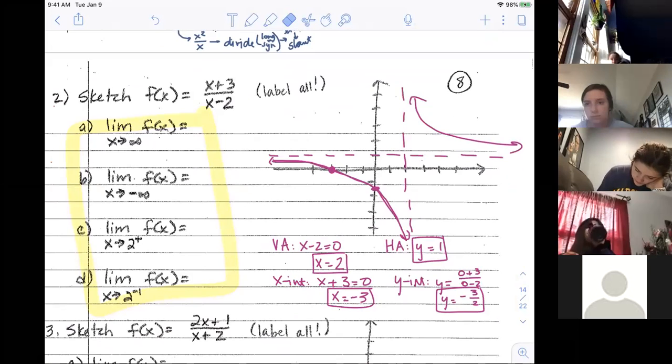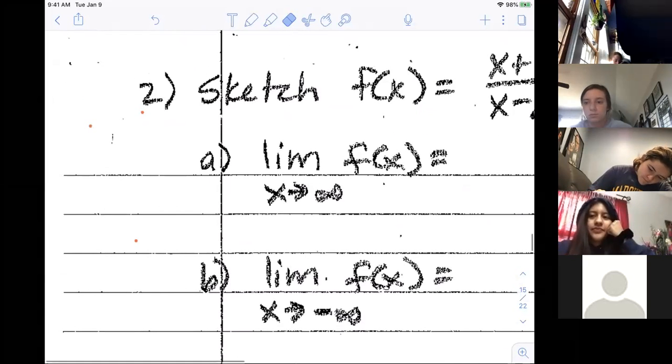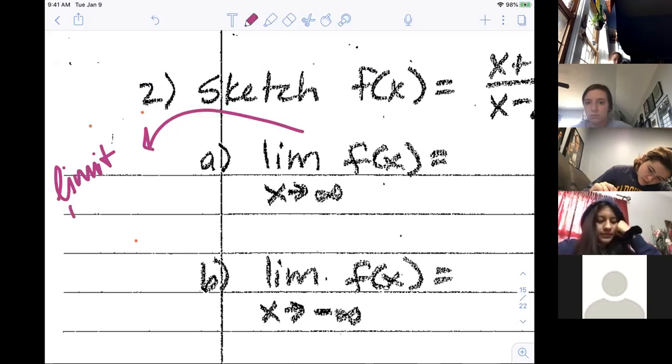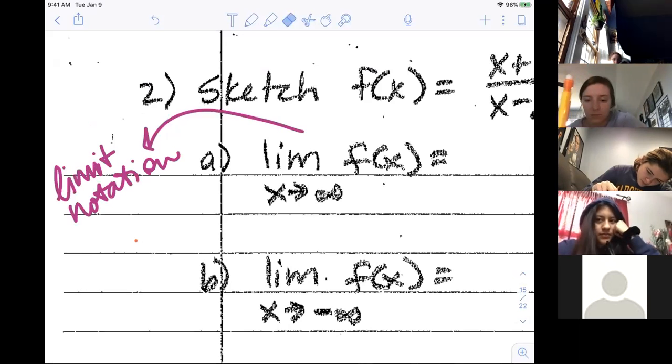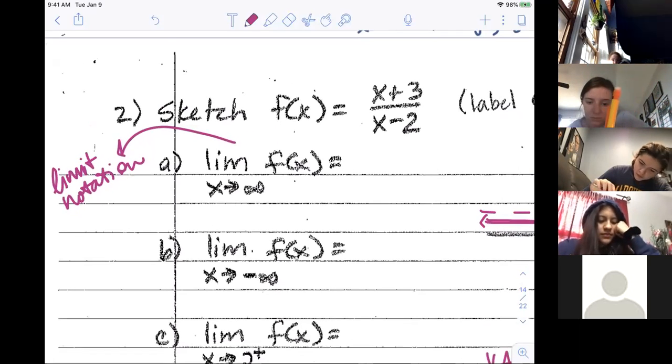Okay, now we're going to move into this new notation, and I don't know if I've talked to you about this or not. I'm going to act like we've never seen this, okay? This is what we call limit notation, and this is what you'll see in calculus. Anyone who takes calculus or any higher level math will see a lot of limit notation. You don't have to have an extensive knowledge of it, but we need a little basic understanding.